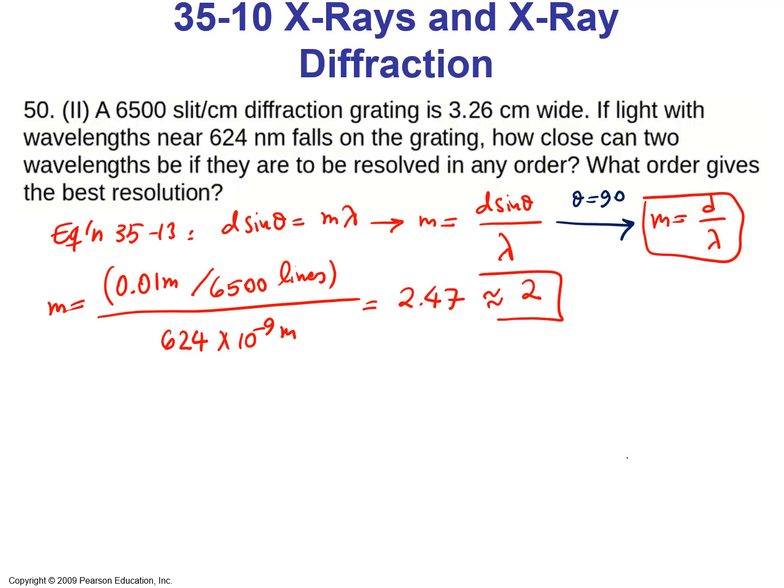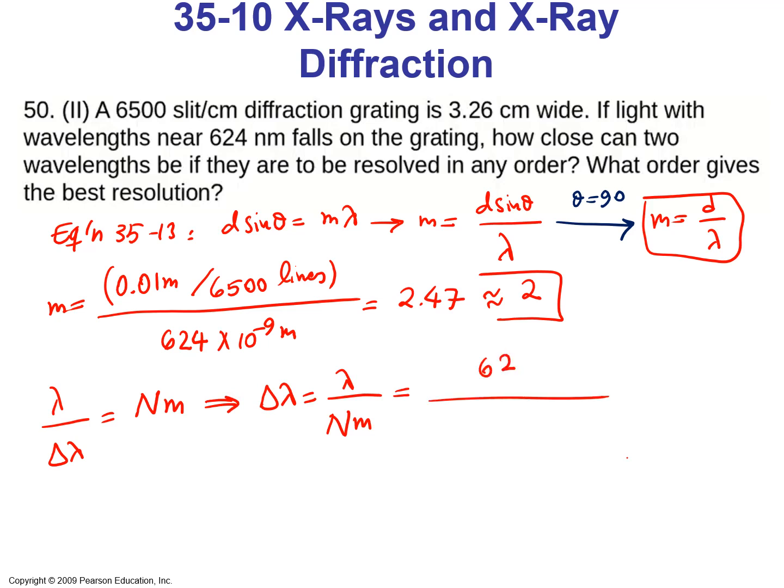For the order at which we will have the best resolution, we have to use the equation for the resolving power, and we put the resolving power equal to the product of the number of grating lines and the order, where the resolving power is the wavelengths divided by the minimum separation in wavelengths, and solve for the separation. So we have lambda over delta lambda is equal to N times m. Solve it for delta lambda is equal to lambda divided by N times m.